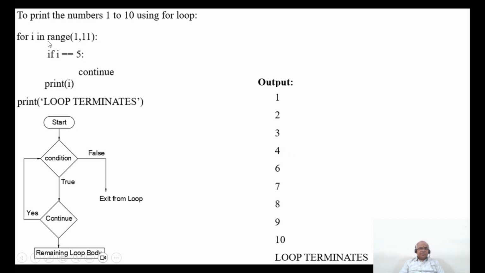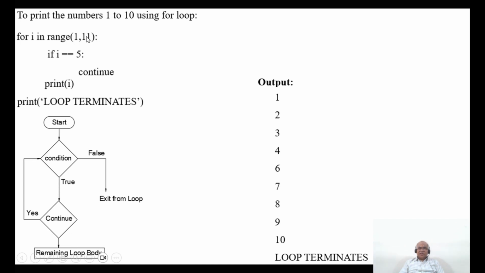Again it goes back and takes the value 5. Is 5 equal to 5? The condition is true, so it continues. Once you say continue, it goes back. It won't print the value of i equal to 5. So that is the reason why 5 is not there.